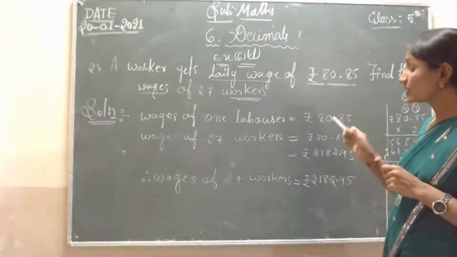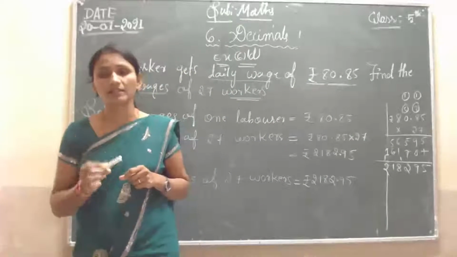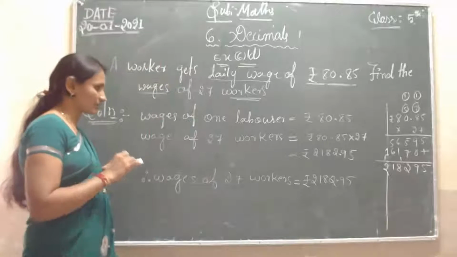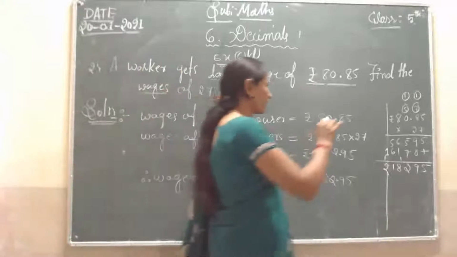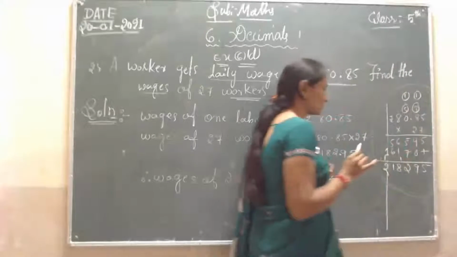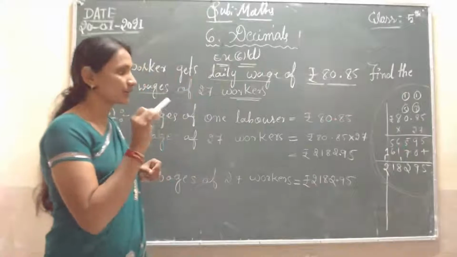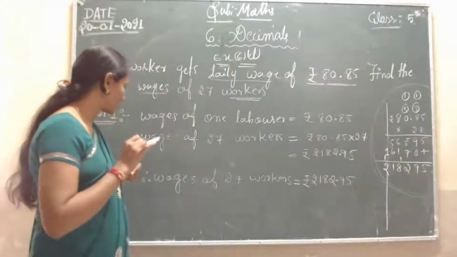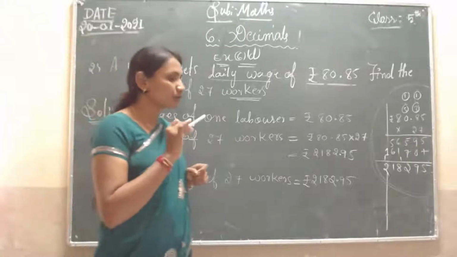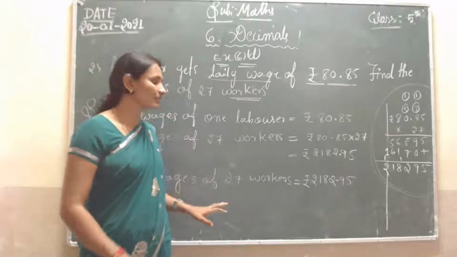Yes. So next you have to find the wages of the 27 labors. What is the cost? So you have to do the multiplication. I already did that with the common multiplication method. So what is the total money? The total money is equal to 18295. So students, can you see here? The wages of the 27 workers is 2,182.95 paise. Yes, so this is the total money.